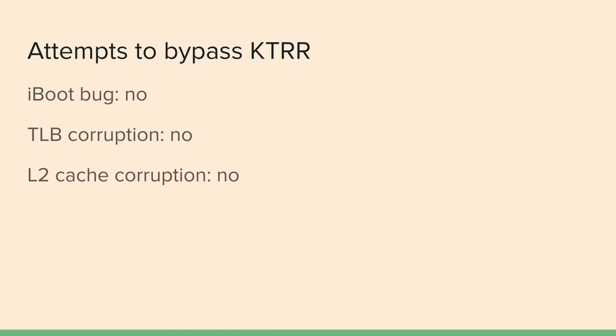So I started this project of trying to find some sort of KTRR bypass by looking in the places that I thought would find more powerful KTRR bypasses, more likely to lead to something that would be persistent across multiple versions of iOS. Where I started was looking in iBoot. I was trying to find some sort of iBoot bug in the image parsing and verification functions. I didn't end up finding anything there.